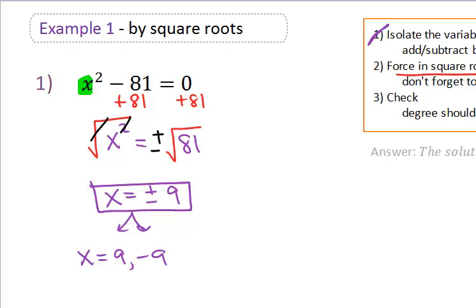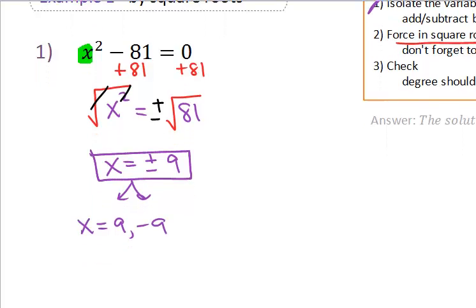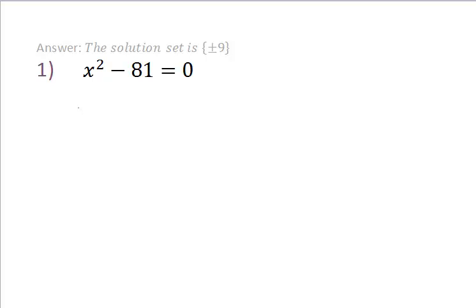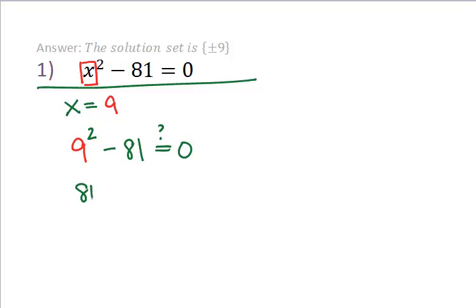Alright, I told you I would check it when I did it by factoring, so let's go ahead and check this answer here. So first let's check the solution of x is equal to positive 9. And we do that by plugging in 9 for all of my x's in this equation. So that gives me x squared minus 81, and we want to confirm that it actually equals 0. So 9 squared gives me positive 81, and of course 81 minus 81 does give me 0. So the solution of x equals 9 checks out.